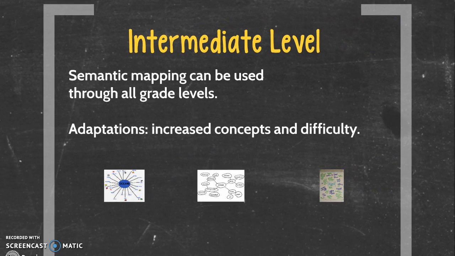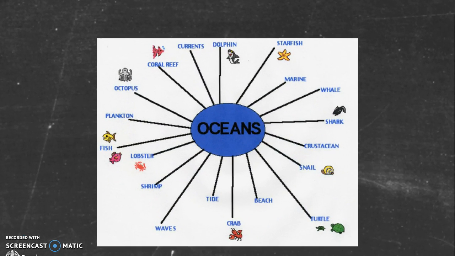Semantic mapping can also be used at the intermediate level. And the adaptations as the students go throughout the grades include increased concepts and difficulty. In my first example, students created a semantic map on the computer, which is a great way to incorporate technology as well as challenge some students.